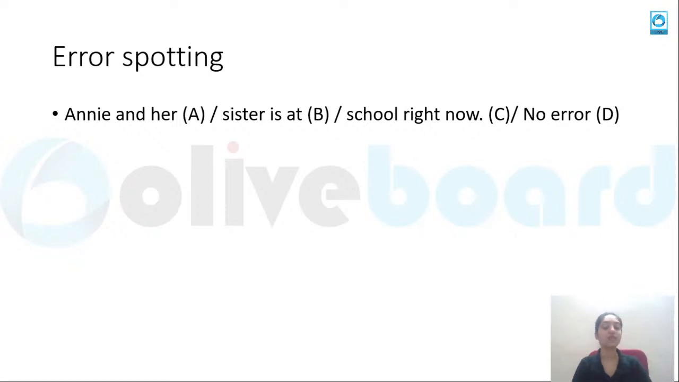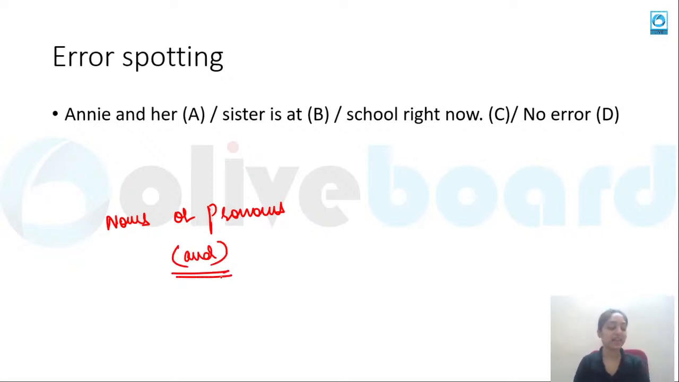We have discussed a rule associated with this concept today, with this sentence. When there are more than two nouns or pronouns in the sentence connected by the connector "and", or the conjunction "and", then it is followed by a plural verb.